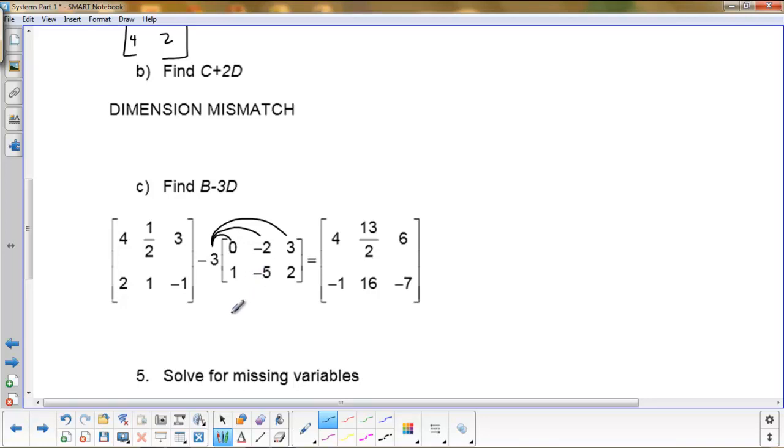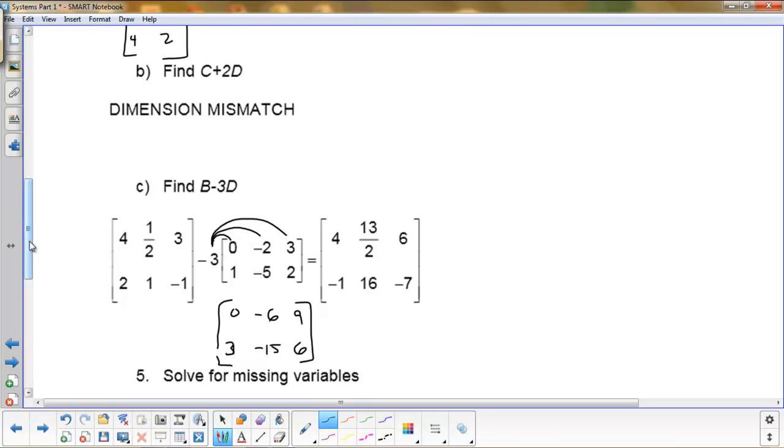And then once you've done that, you get... and I'm going to leave the negative out for a second and just subtract them. So it's going to be 0, -6, 9, 1, 3, -15, and 6. By doing that, I leave it as a subtraction problem, and I simply subtract them through. Okay?